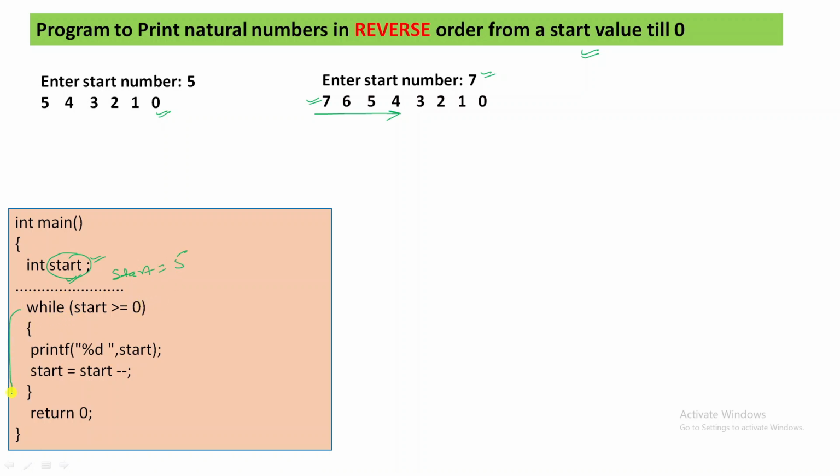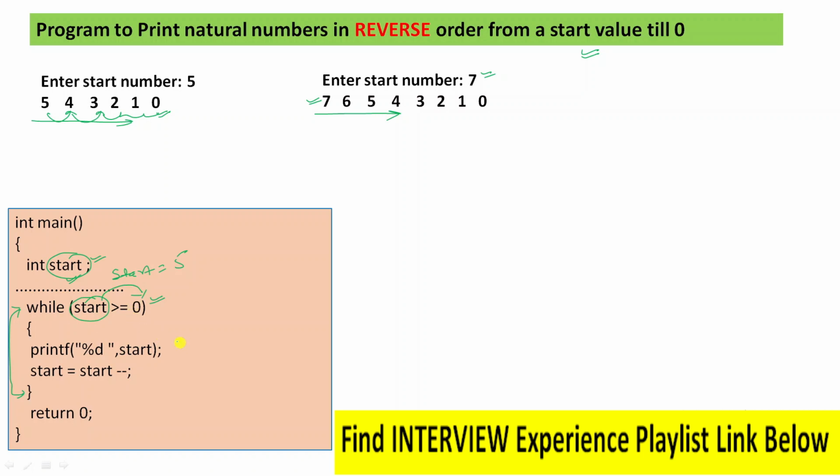Then in the while loop, how will we print? We will put a condition that this start is greater than or equal to 0. Here you can see we are printing all the natural numbers in the reverse order till we get 0, and we are basically decrementing. We have the initial number as 5, then we decrement it to 4, then 3, 2, 1, 0, and we are decrementing by 1 basically. 5 minus 1 is 4, 4 minus 1 is 3, right? So same way in this while loop we will say till the point my start reduces to 0, I will keep on printing.